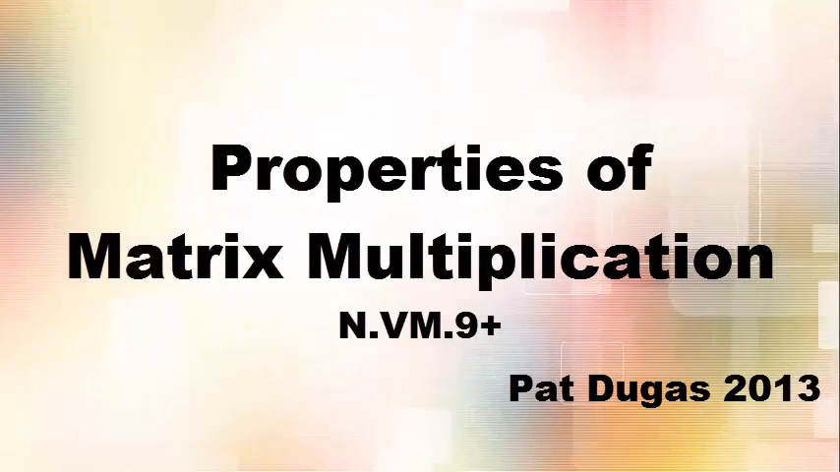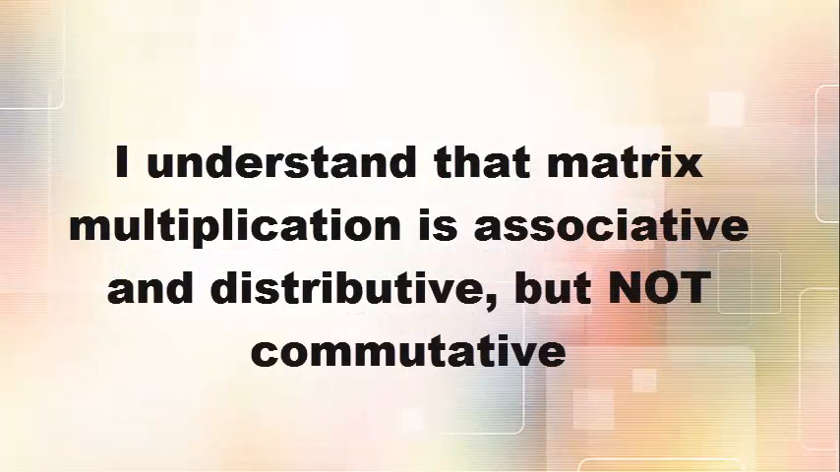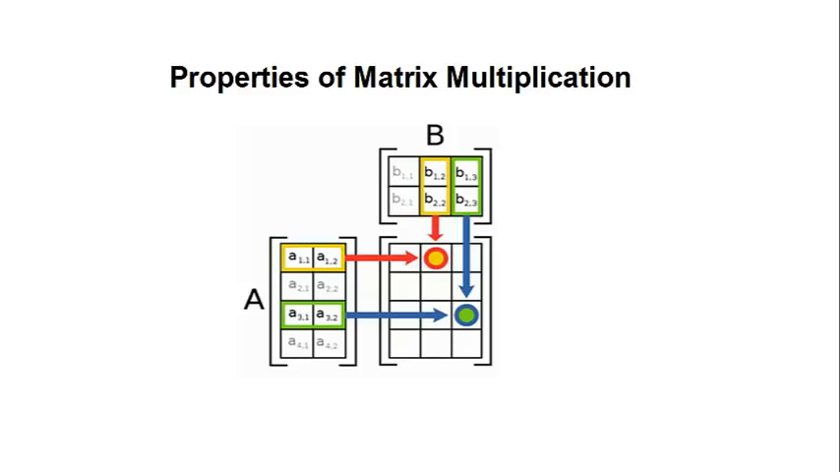Now we're going to look a little bit more in depth at matrix multiplication and its properties. Unlike regular multiplication of numbers, matrix multiplication for square matrices is not commutative, but it is associative and distributive. So we're going to look in depth at matrix multiplication. What are the special properties that occur when we multiply one matrix by another?